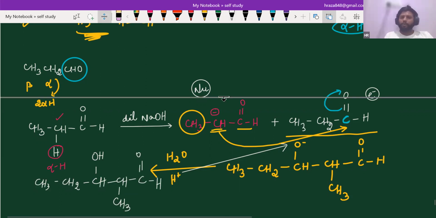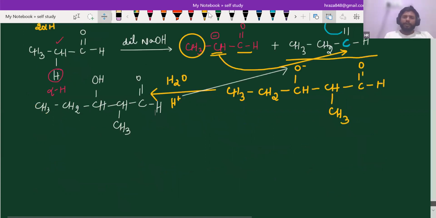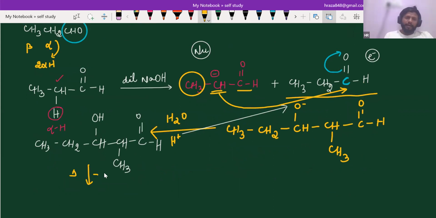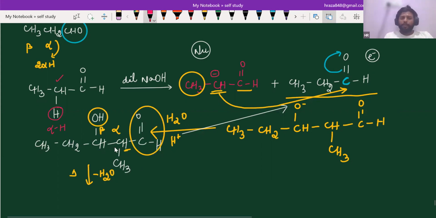And how are you going to do the aldol condensation? What you need to do is just heat, and removal of water takes place. And how are you going to remove the water? You can see this is your main functional group. This is alpha, this is beta. So from beta you are going to remove this OH, and from alpha this hydrogen. So you need to put the double bond between this carbon and this carbon to stabilize it or satisfy the bond.